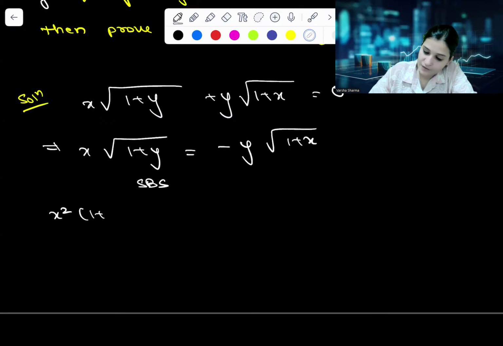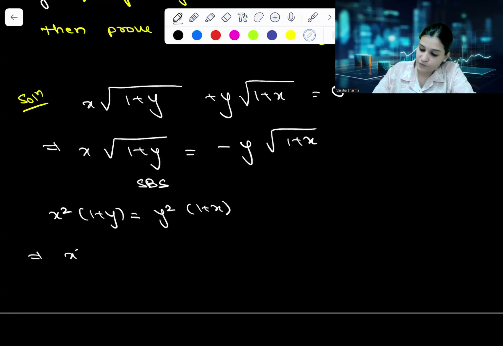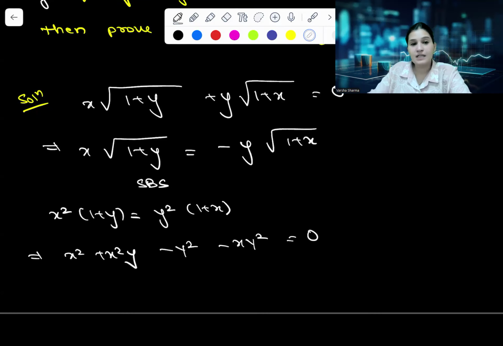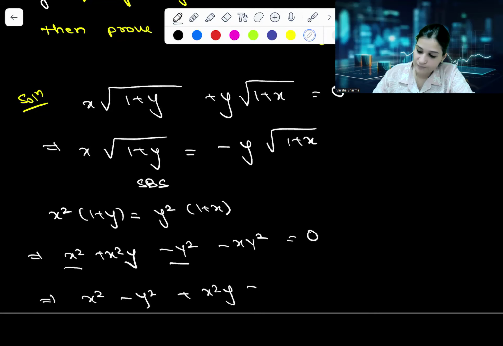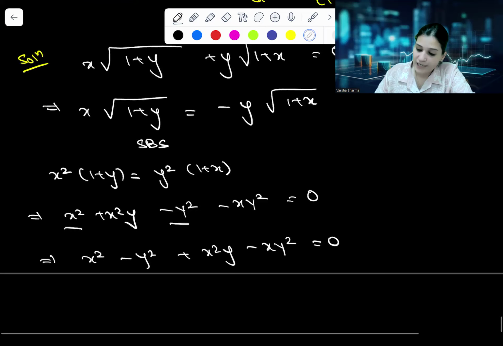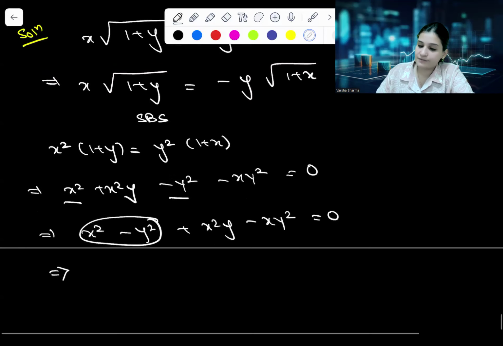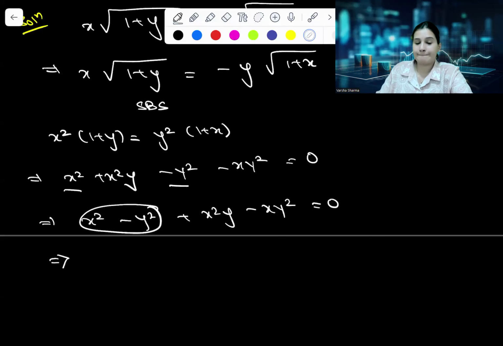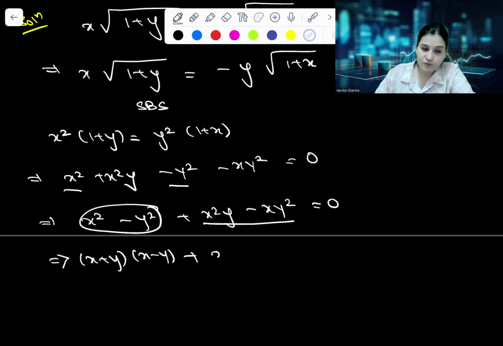x square, 1 plus y; y square, 1 plus x. x square plus x square y minus y square minus xy square equals 0. Let's factorize. These two terms look similar, and the other two terms as well. So x square minus y square can be written as x plus y into x minus y, and in the other two terms I'm taking xy common. Again taking x minus y common.